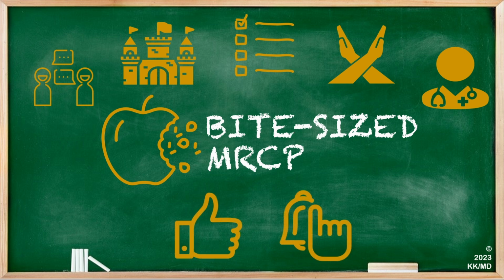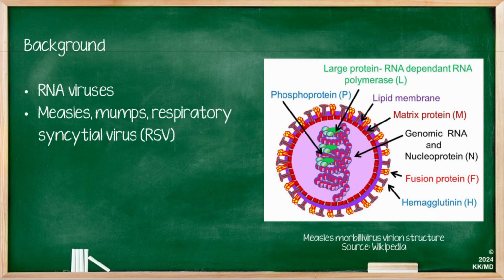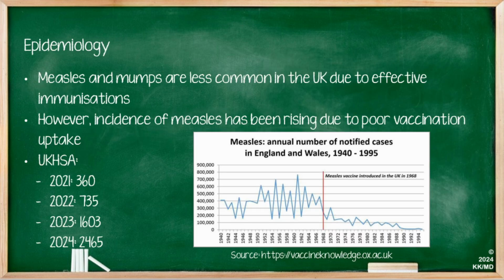Now, without further ado, let's get into today's topic, which is Paramyxoviruses. Paramyxoviruses are RNA viruses which include measles, mumps, and respiratory syncytial virus or RSV, which you will have heard of during your medical training. On the right of this screen, we have the basic structure of the measles virus, which can give you some indication of just what the components of these viruses are. We're predominantly going to be talking about the three which I just mentioned, which are measles, mumps, and RSV, and we'll take each of these in turn.